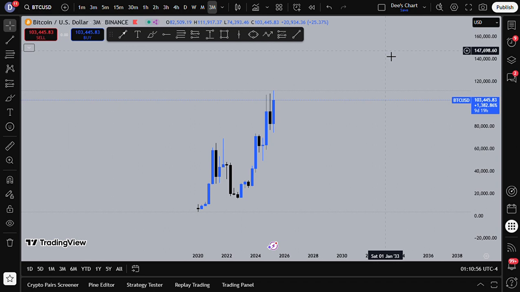So today we will just be doing a top-down analysis on Bitcoin, because I did do videos on this pair before, and I did say that we are heading towards this high up here on a 3-monthly chart, as well as on the weekly and monthly chart. All of this that I've said has played out. It's a matter of fact that we are retracing now inside of this 3-monthly.